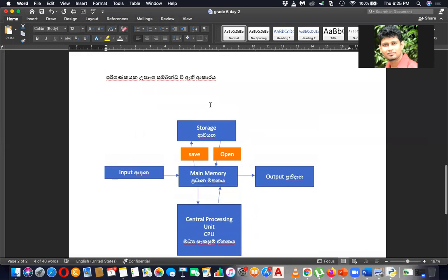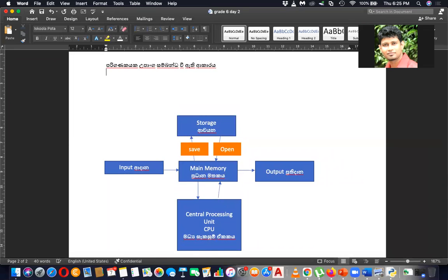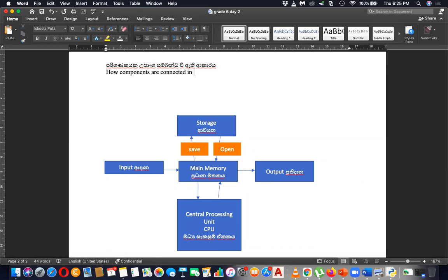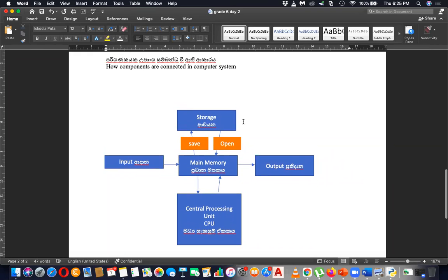Okay, just draw this in your book. How components are connected in a computer system. Please draw this. No need to write the Sinhala words. If you really need, you can write Sinhala words.